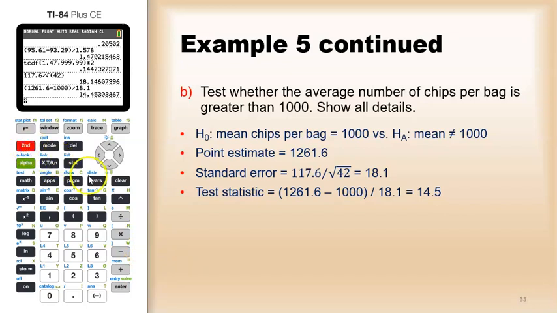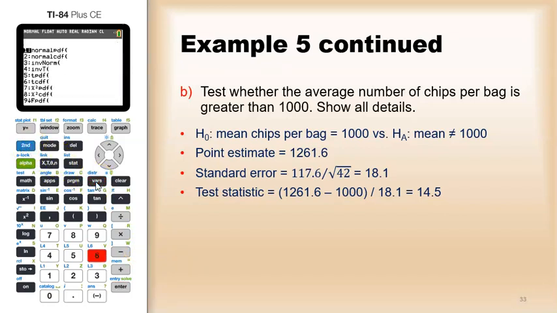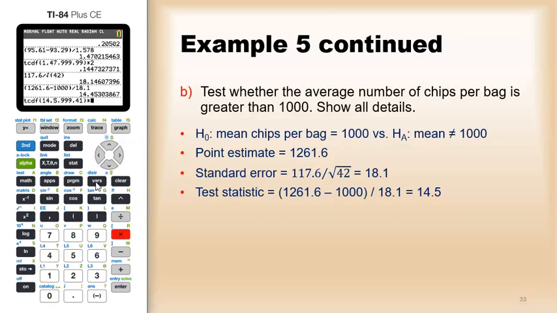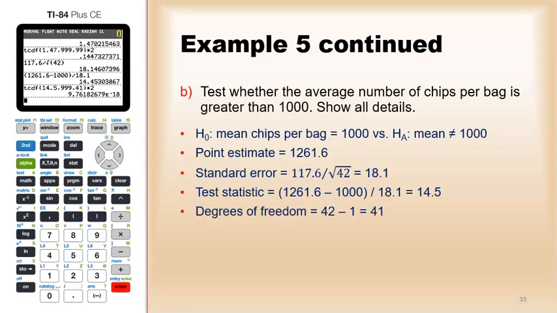And in fact, to compute the p-value, VARS, tcdf, 14.5. Sample size is 42, so the degrees of freedom is 41. Paste, times 2. So you'll see that we get a very tiny p-value. So p-value 9.76. Keep in mind there is this e-18 right here. That means the decimal place is actually 18 places to the left. Really, for us, you can just say that the p-value is less than 0.001.